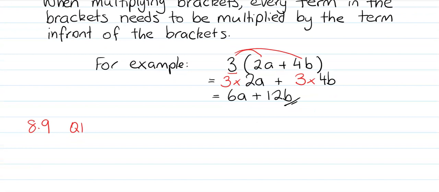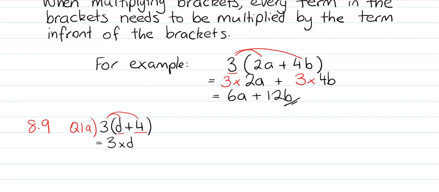So 1a, 3d plus 4. Okay, so the rule is that everything in the bracket, so every term, and we've got 2 terms there, each term has to be multiplied by the number outside the bracket. So 3 has to multiply the first term and 3 has to multiply the second term. So that'll look like this.